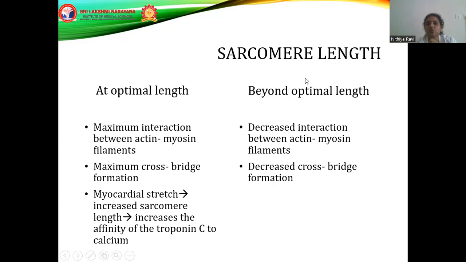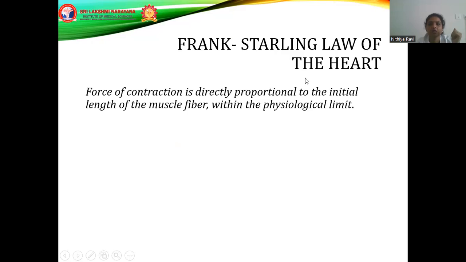So this is the reason why you can see that the pressure changes in the active phase will decrease. The tension decreases when the muscle is stretched beyond the optimal length. So coming once again to Frank-Starling's law, what does it state? It states that the force of contraction is directly proportional to the initial length of the muscle fiber within the physiological limits. So this part of the statement, that is within the physiological limits, is very important to be noticed.